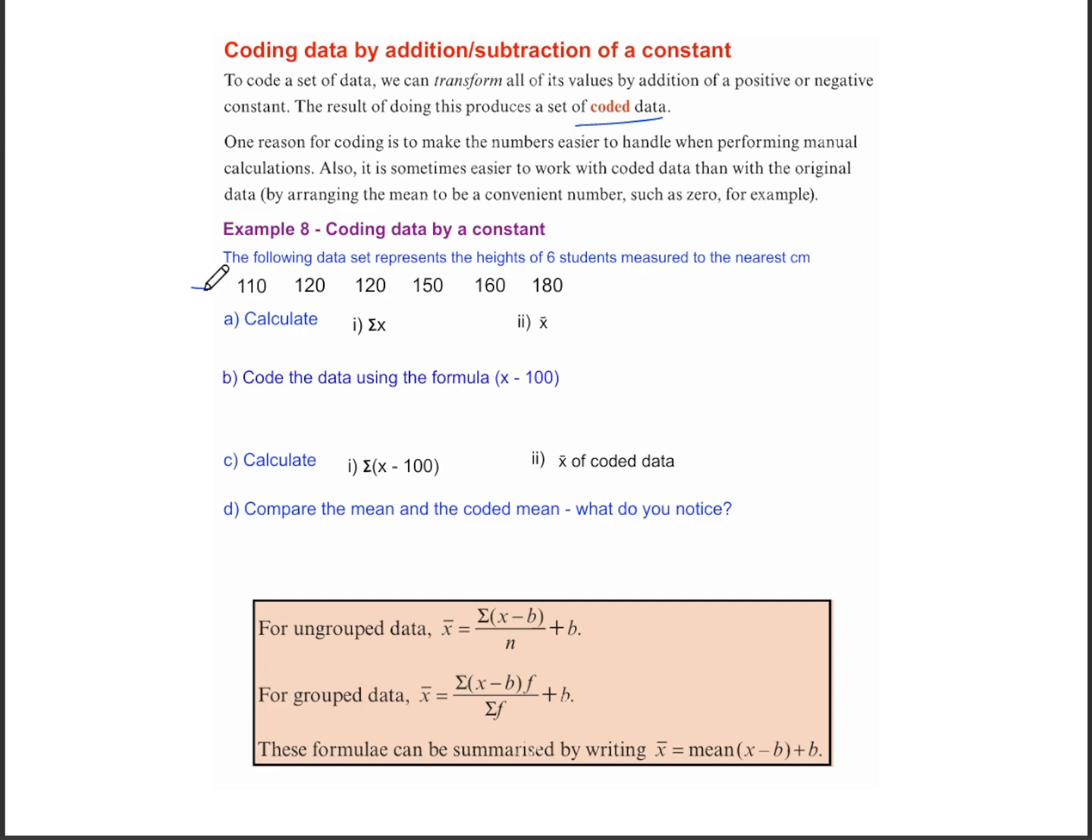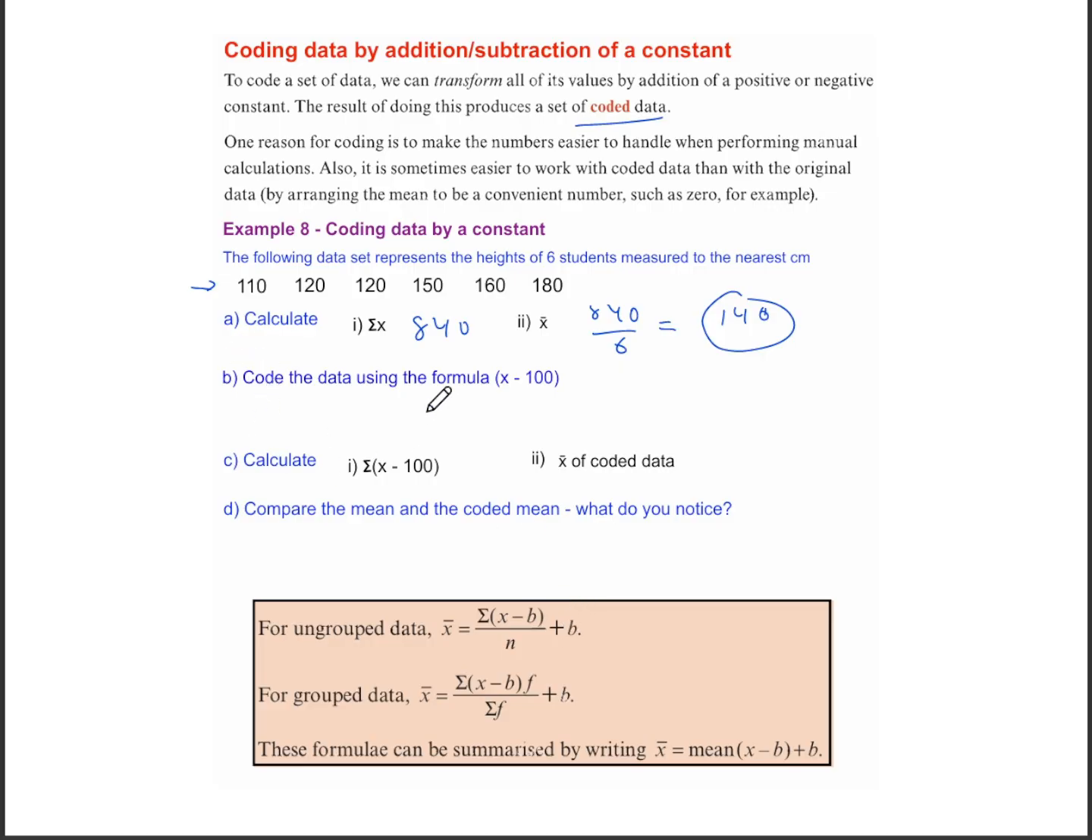These are the heights of those 6 students. And we're told to calculate the sum of x. You should know what this notation means by now, which is the sum of all the data points that we have. So 110 plus 120 plus 120 plus 150 plus 160 plus 180, which is going to end up giving us 840. And then we're told to find the mean of those heights, which is 840 divided by 6, which is just going to give us 140. So that's the mean height of one of those students.